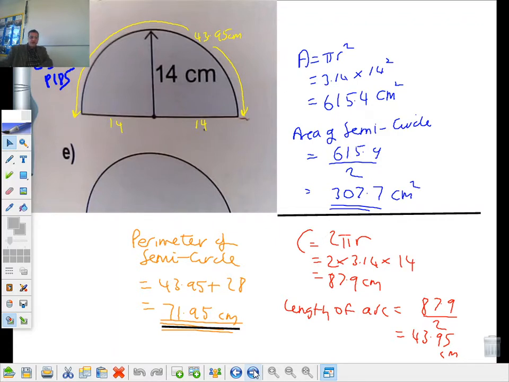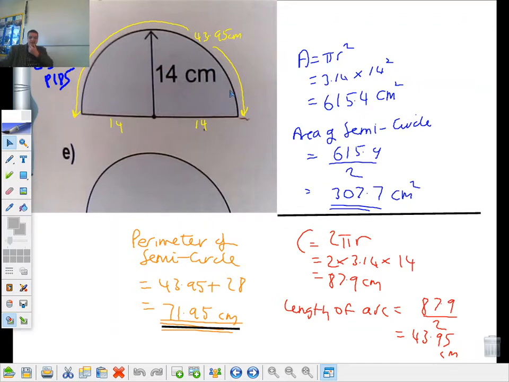I've demoed how to do the area. This is really easy. You know the area of a whole circle is pi r squared, and the radius is clearly 14 centimeters, so pi times 14 squared gives us that. It's only a semicircle, so don't forget to divide by 2, and there's your answer for the area of that semicircle.